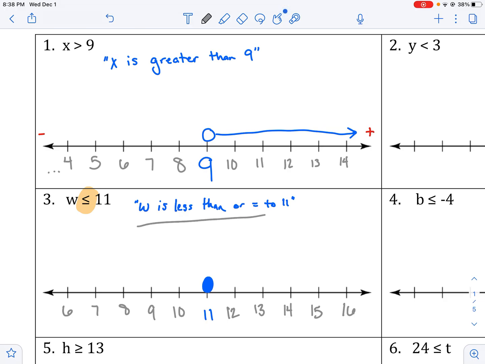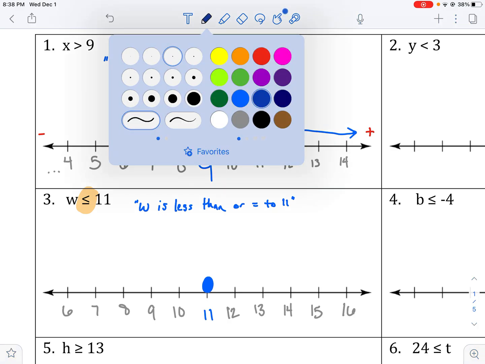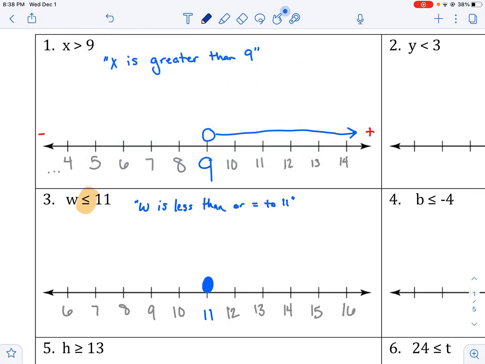And I'll look back at what this says. W is less than or equal to 11. Well, where should I shade? What numbers are less than 11? The numbers to the left are less than 11. You could also, because this W, the variable, comes first, look at my inequality symbol, and it is pointing to the left, so I would shade to the left.